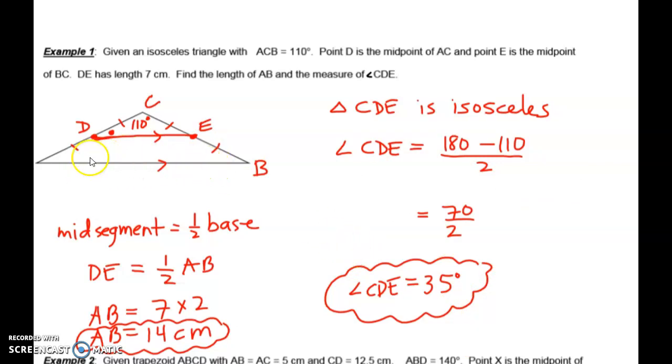The mid-segment, DE, that's equal to half the base. Okay, so that means that DE equals 1/2 times AB. Move the 2 over by multiplying, and I get 2 times DE equals AB, so AB equals 14 centimeters.